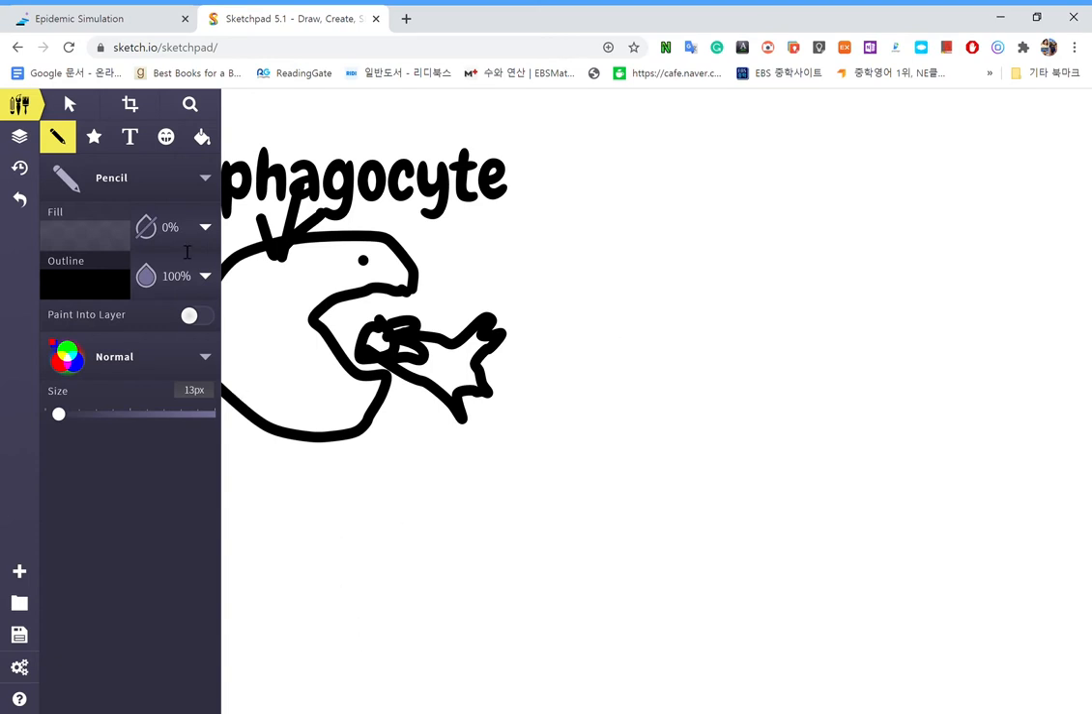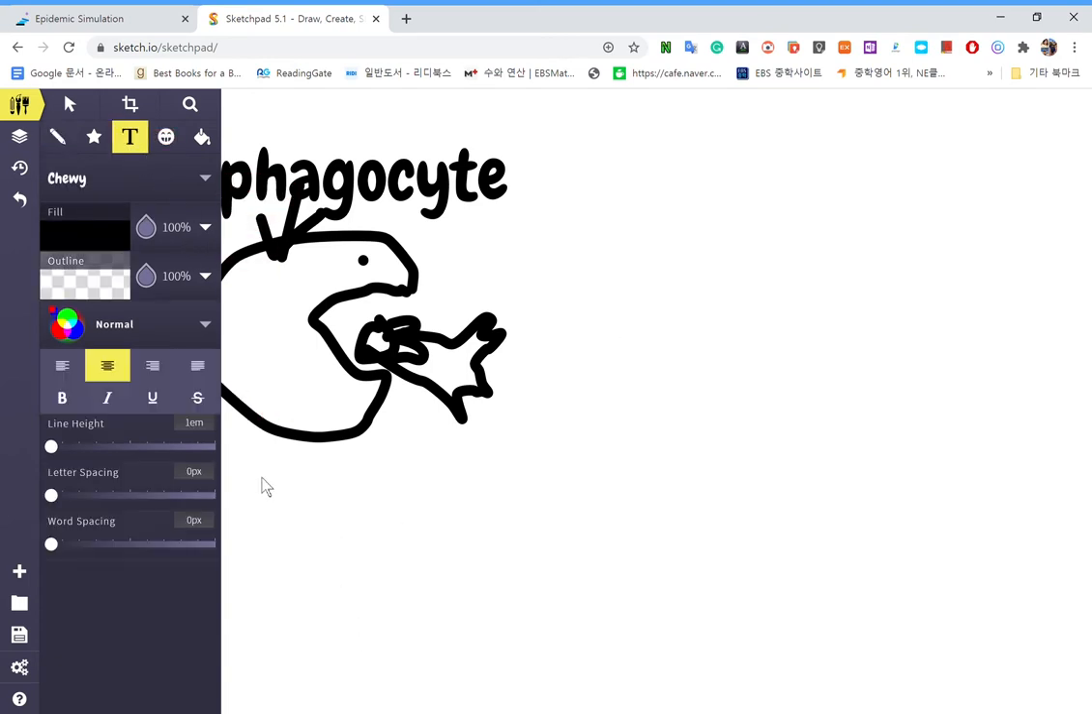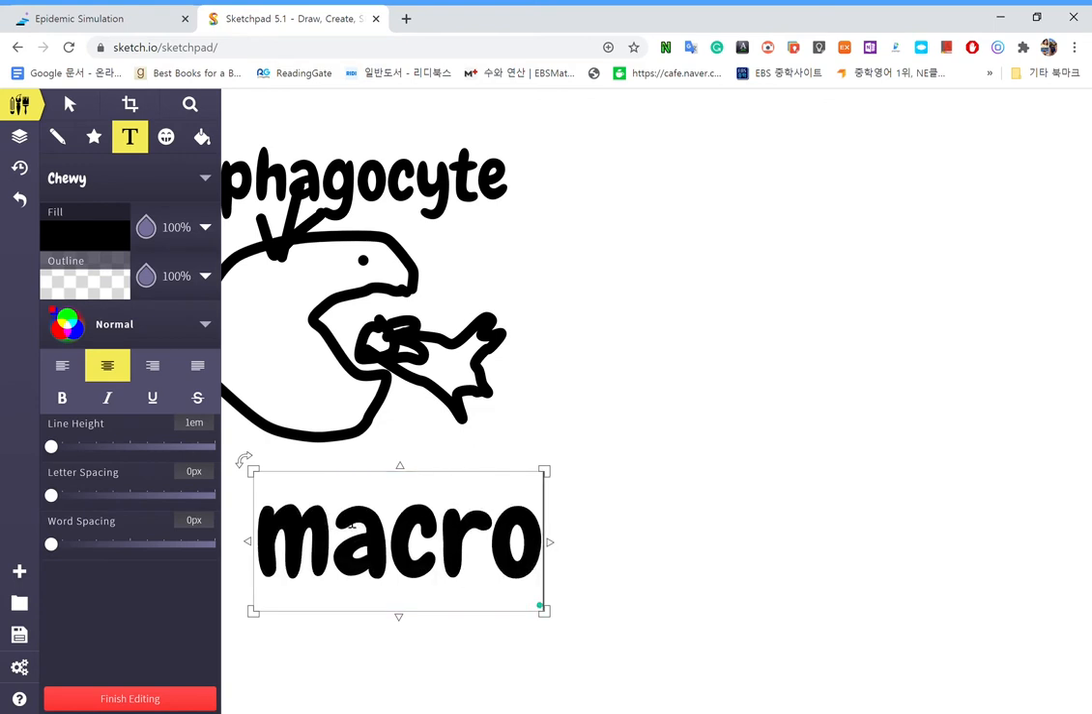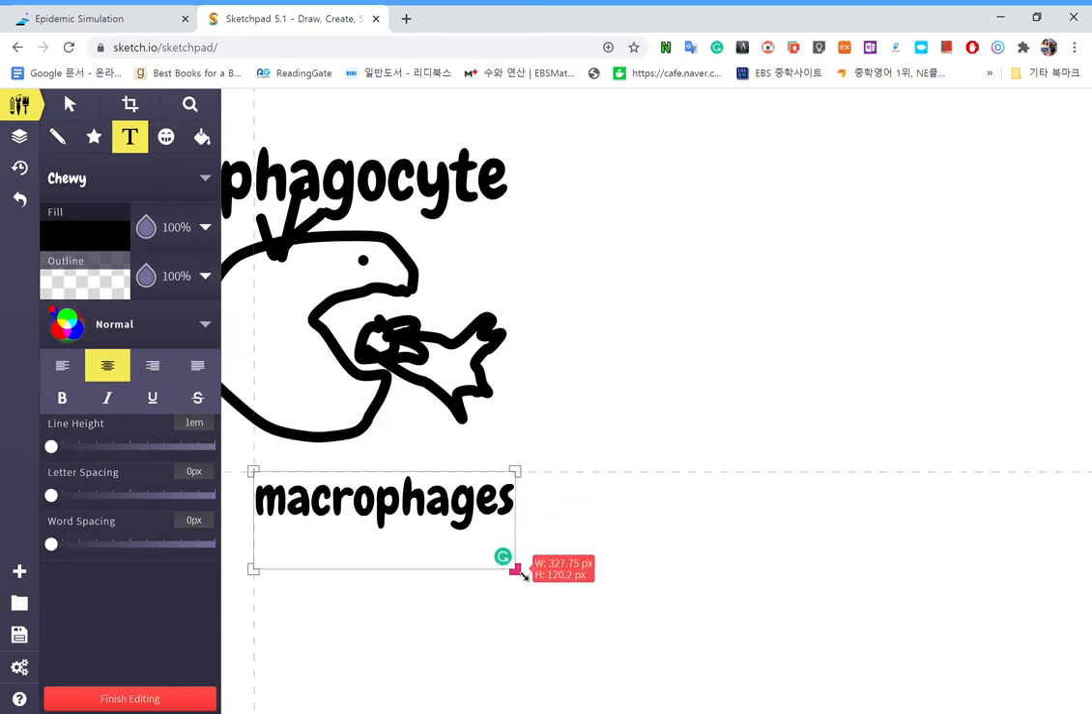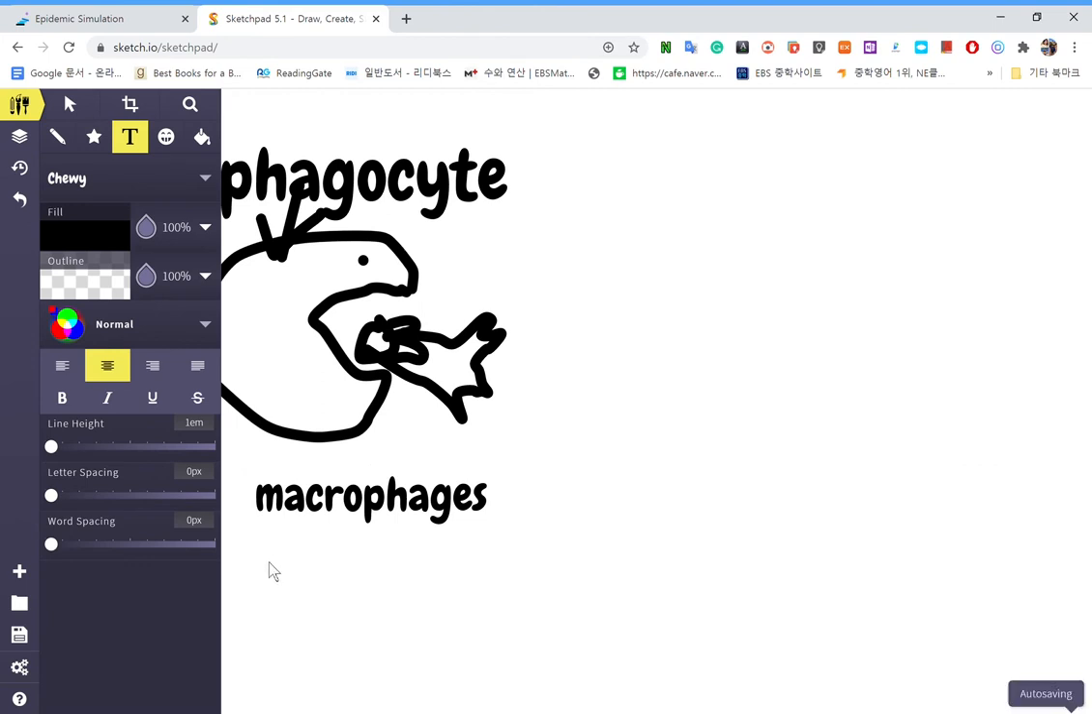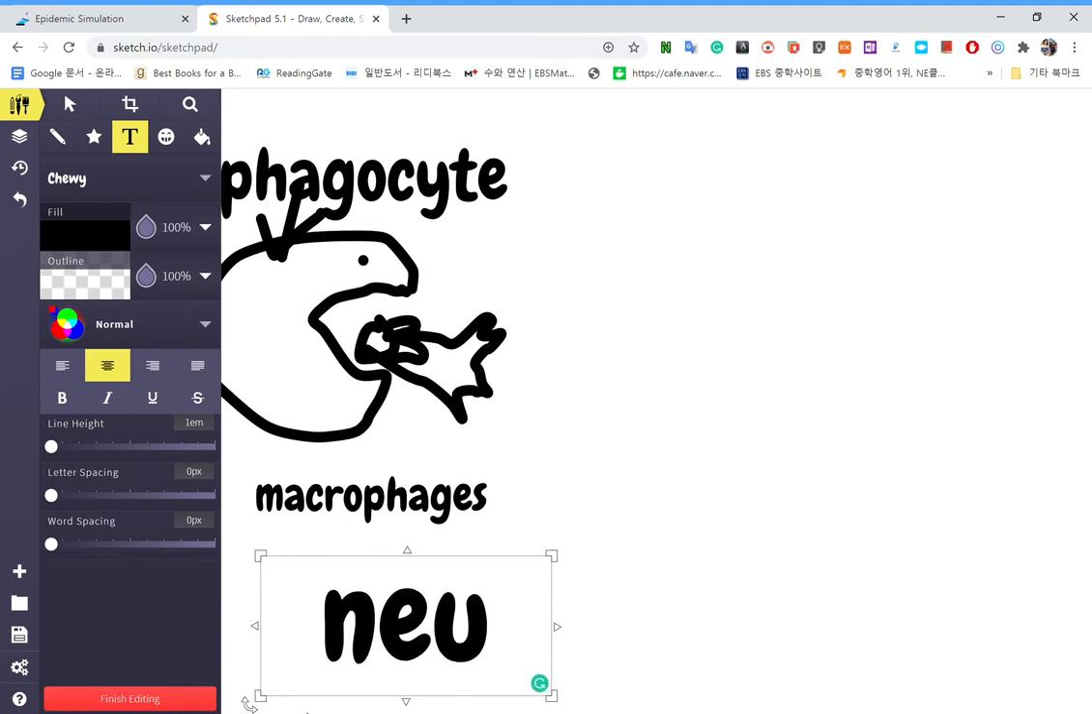Now, there are two types. Macrophages, and also, yeah.